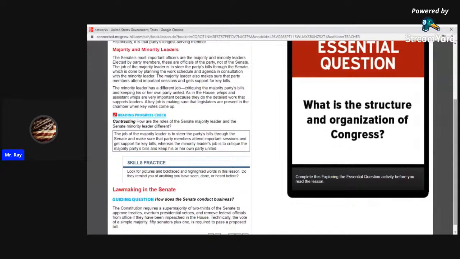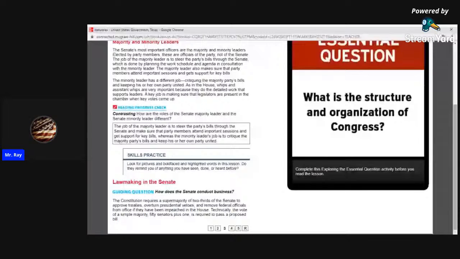The majority leader in the Senate keeps the party united, okay? Bills, okay? Their job is to critique bills from the other party, but it's not as official as the speaker, okay, in the House of Representatives. This is just the leader of the party. But they do have more power to make sure that bills get passed through because there's more of them than of the other guys. So how do you make laws in the Senate?